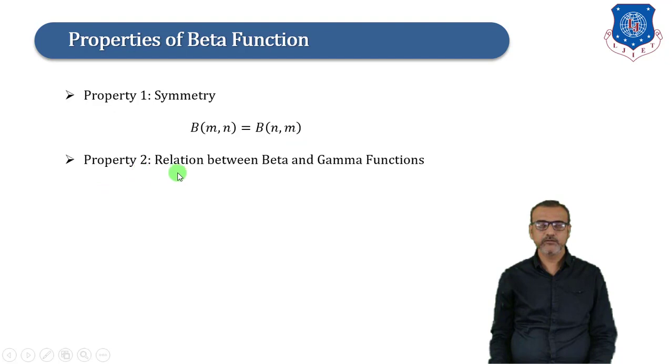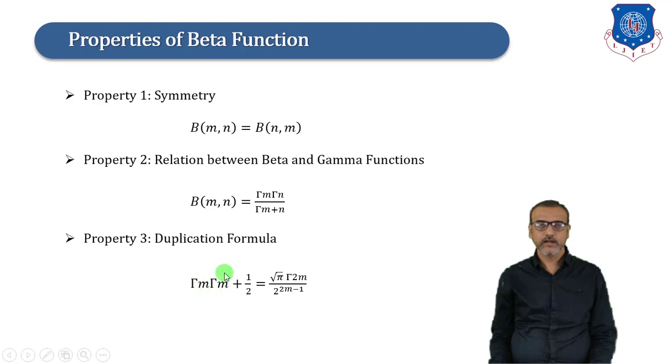Now we have property number 2, the relation between beta and gamma functions, and that is this one: beta(m, n) equals gamma m into gamma n upon gamma (m plus n). So this is the relation between the beta and gamma functions. Now this is property number 3, which is called the duplication formula: gamma m into gamma (m plus 1 by 2) equals root pi into gamma 2m upon 2 raised to 2m minus 1.